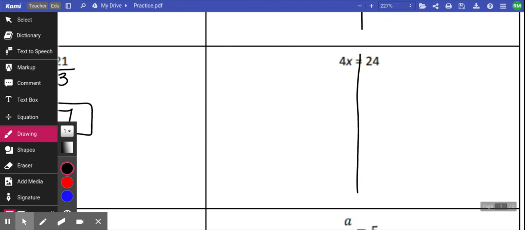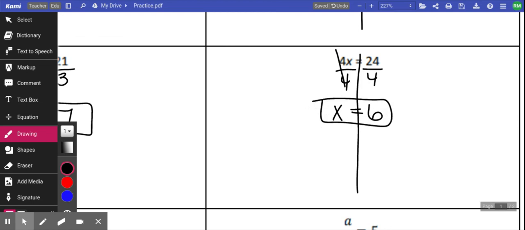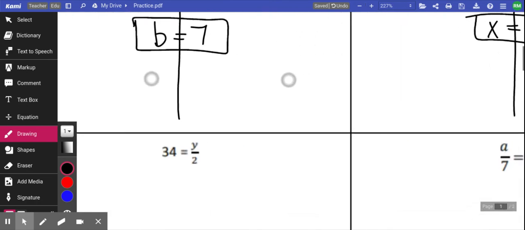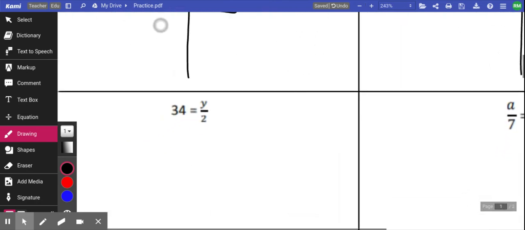Good. Okay, so what do we have to divide both sides by? 4. Yeah, divide both sides by 4 because we're trying to figure out 4 times what number equals 24. Those will cancel out. Yes, it is 6. 6 times 4 is 24. Good. Okay, now we're going to get a little bit more complicated, I guess.